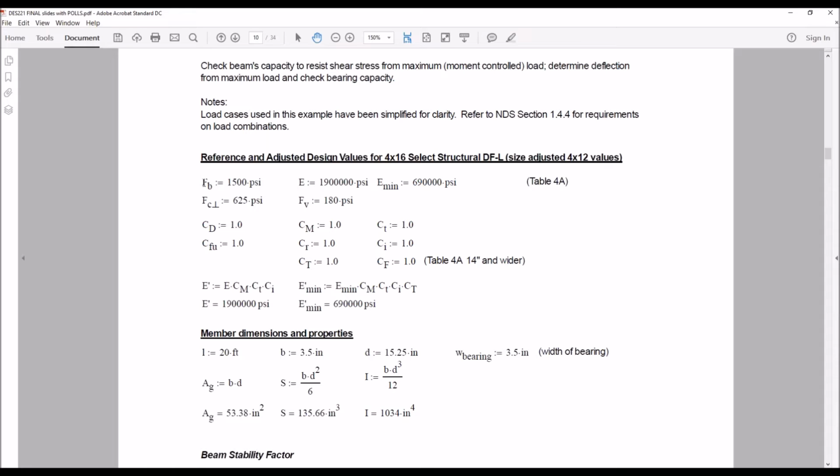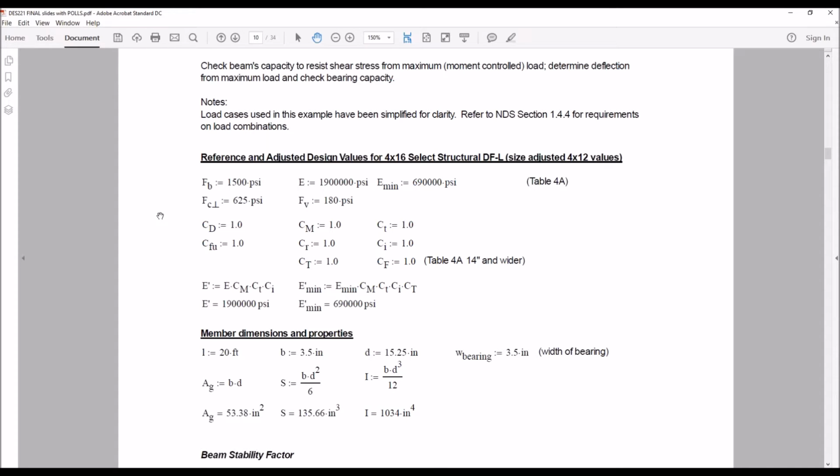We've got F sub b is the bending stress. F sub c perpendicular, or F sub c perp, is the compression perpendicular to grain. E is the modulus of elasticity, and E sub min is the minimum modulus of elasticity we use in some of our equations for some of the calculations. And then F sub v is our shear stress.